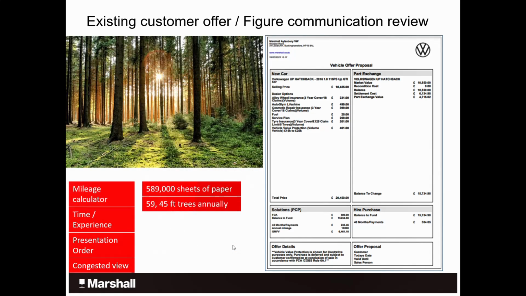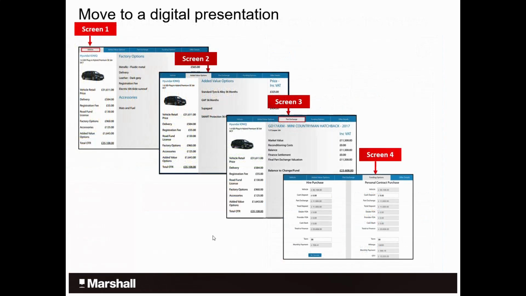And this one really should have been the first one, or one of the reasons that we should be moving to a digital solution. For Marshall Motor Group across 2022, we would have to have physically cut down 59 45-foot pine trees just effectively to tell customers how much it's going to cost them to buy their car, when in fact it could quite easily be done on a screen. Hey presto, there is the screen. So what we'll want to do is move over to a digital solution.